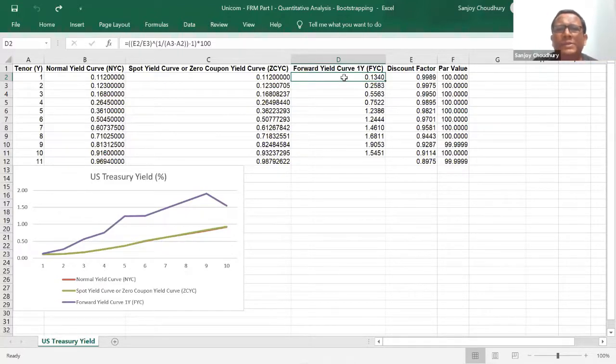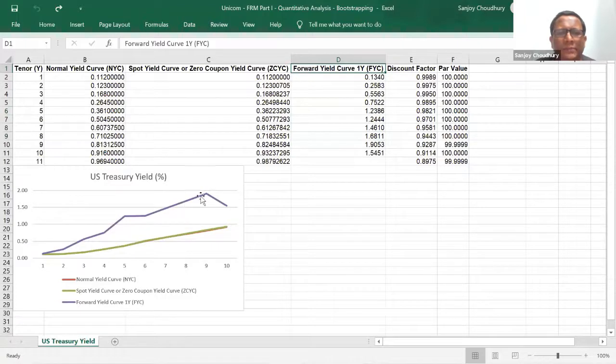As you can see here, these are the forward yield curve after 1 year. That means this is a 1 year rate after 1 year. This is a 2 year rate after 1 year. This is a 3 year rate after 1 year. This is a 4 year rate after 1 year. This is a 5 year rate after 1 year, and so on and so forth. That means, in short, this is a spot yield curve after 1 year. So spot yield curve after 1 year from today is what is called a forward yield curve. So forward yield curve after 1 year is essentially the spot yield curve after 1 year.